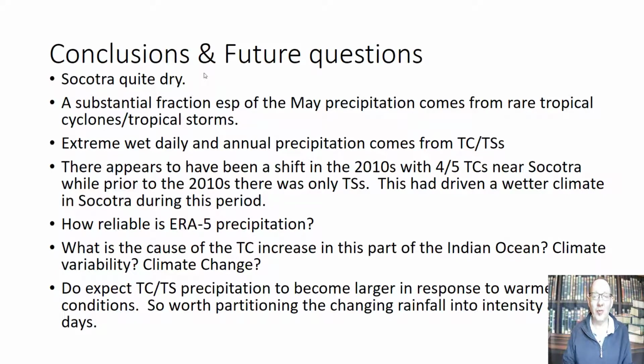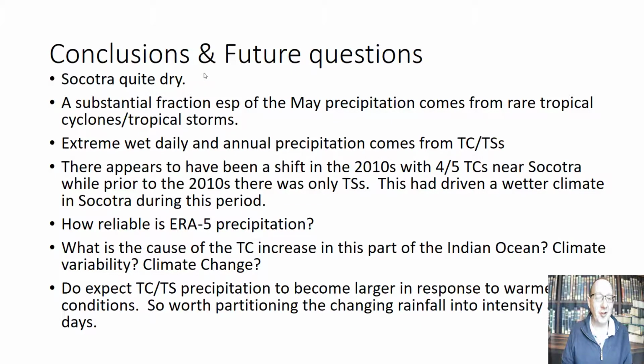So if we see a very wet year or a very extreme event, it's likely to have been a tropical cyclone or tropical storm that did it. There appears to be a shift in the 2010s with 4 to 5, depending on how we count them, and we'll see that in a minute when we see the animation, with 4 to 5 tropical cyclones near Socotra, while prior to the 2010s there were only tropical storms, and in fact there's really only the event in 1980 in the mid-80s. So what we've seen is the 2010s are much wetter than the previous period, so I think that's largely due to a larger number of tropical cyclones and tropical storms coming close to Socotra.